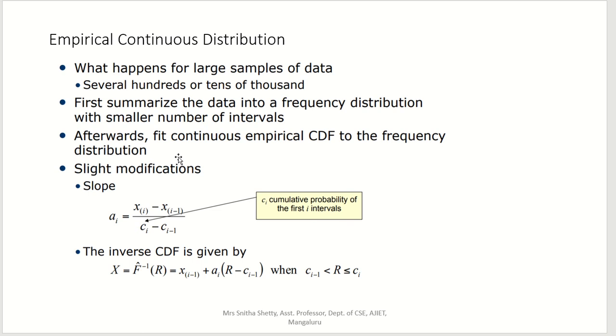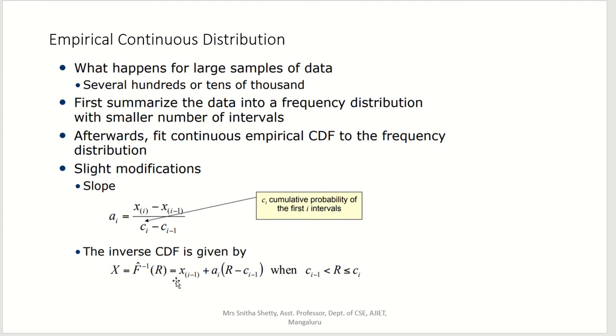Here we need to generate a formula using slope. The formula of slope is a_i = (x_i - x_{i-1}) / (c_i - c_{i-1}), and the inverse CDF is given by x = x_{i-1} + a_i (R - c_{i-1}), when c_{i-1} <= R <= c_i. This is the formula of slope, and now we can generate the random variate x using this formula.